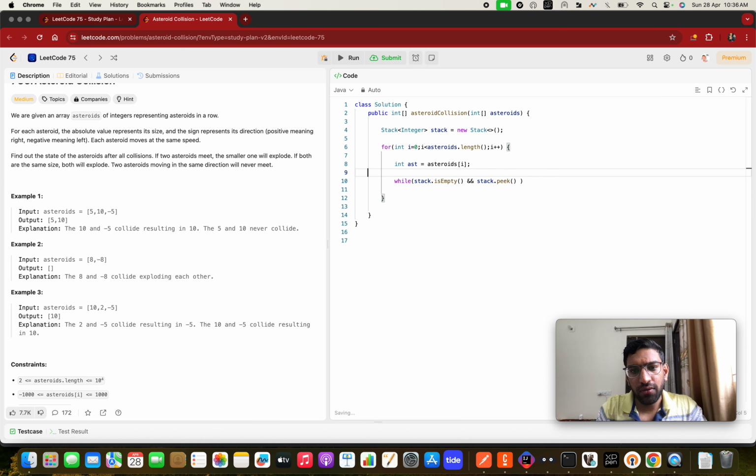So collision can only happen if peak is moving to the right direction and our current asteroid is moving to the left direction. So if stack dot peak is greater than 0, moving to the right, and our asteroid is moving to the left, means it is less than 0, then only the collision can happen. And while our stack is not empty.